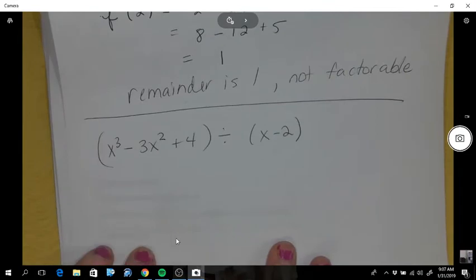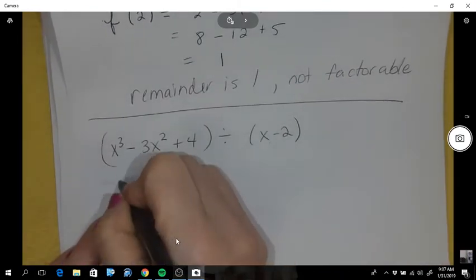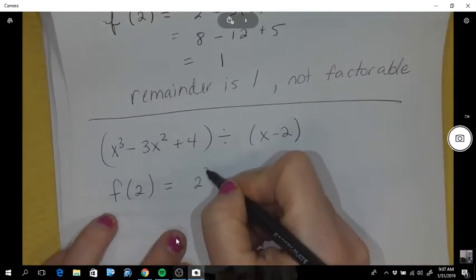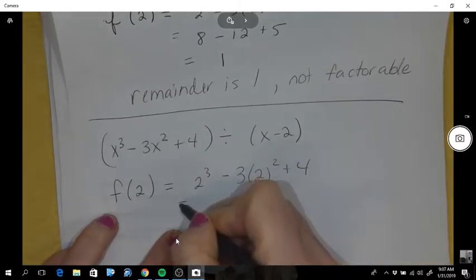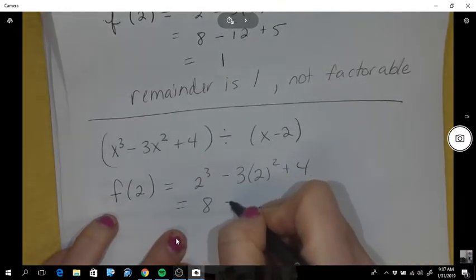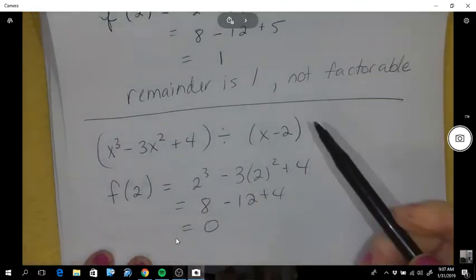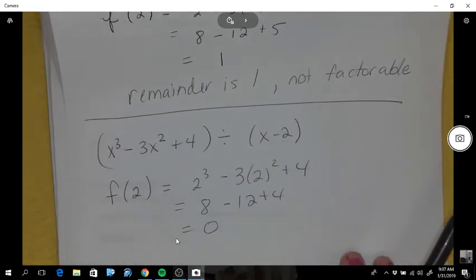Okay, so we're going to plug 2 into this equation. So evaluate the function at 2. So 2 cubed minus 3 times 2 squared plus 4 equals 8 minus 12 plus 4 equals 0. Therefore, x minus 2 is a factor of that polynomial.